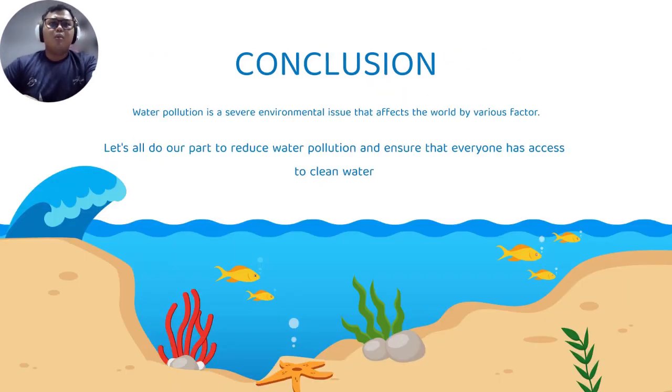In conclusion, water pollution is a severe environmental issue that affects the world. It is caused by various factors including industrial waste, agricultural practices, and domestic waste. However, there are solutions that we can implement to reduce water pollution, including proper waste management, green practices in agriculture, and awareness campaigns. So, let all of us do our part to reduce water pollution and ensure that everyone has access to clean water.